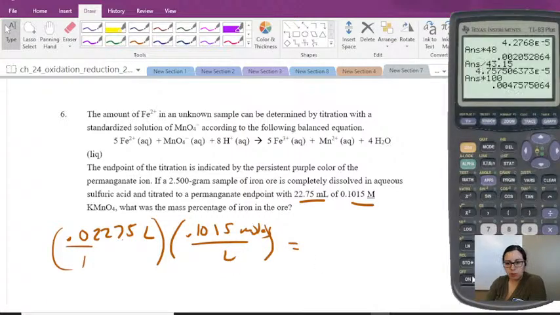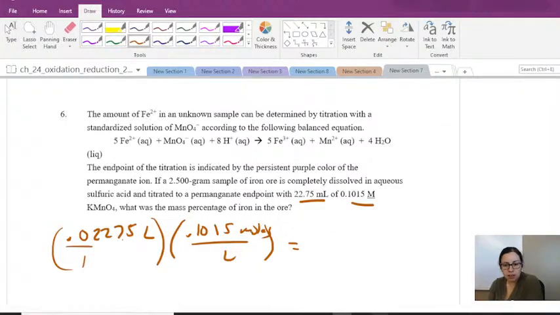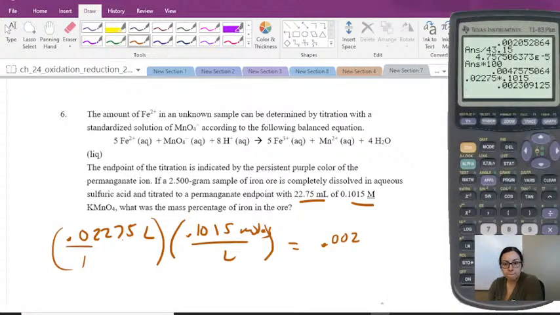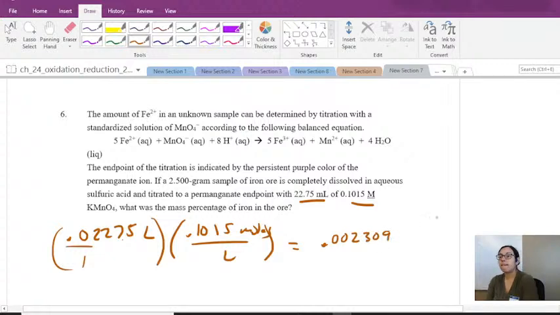So how many moles do we end up getting? So we got this number, 0.002309 for moles. And so that's moles of permanganate. And so what do we do with this number now? So what do I need to multiply it by? By 5, so excellent. So they're in a 1:5 ratio.